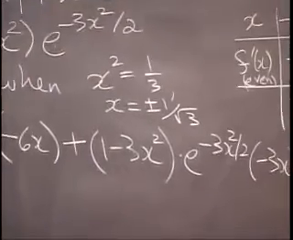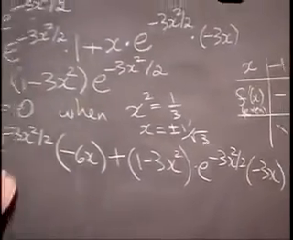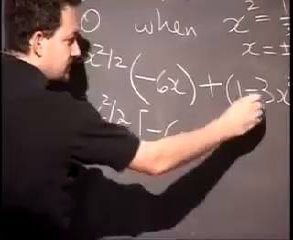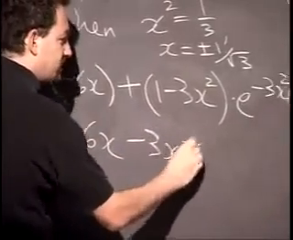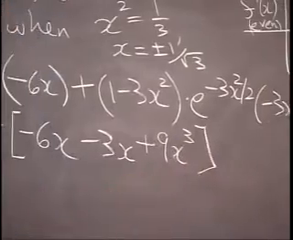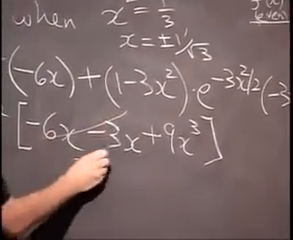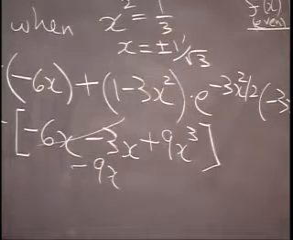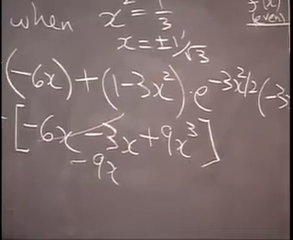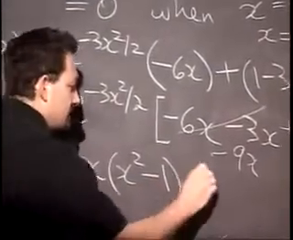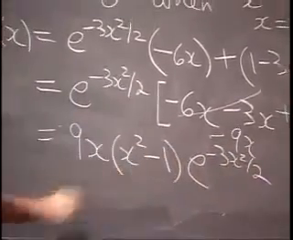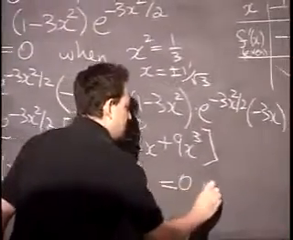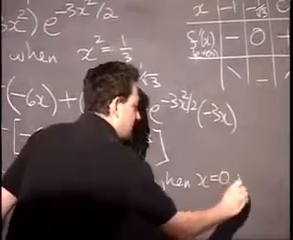So what have we got when we put everything together? Well, we certainly have a factor of e to the minus 3x squared over 2. We're going to have a minus 6x. We're going to have a minus 3x and a plus 9x cubed. So this is actually minus 9x. You can pull out a factor of x, and you can write this as 9x outside of x squared minus 1 times e to the minus 3x squared over 2. Actually, you could even factor that down to x minus 1, x plus 1. But you can see that this equals 0 when x equals 0, 1, or minus 1.